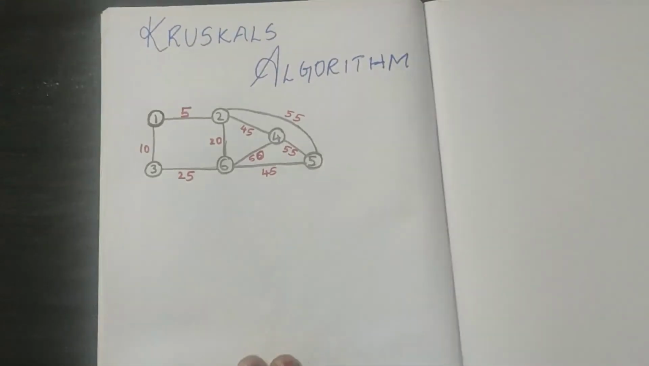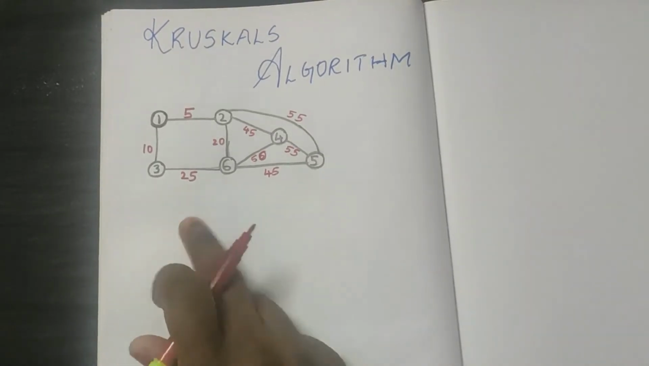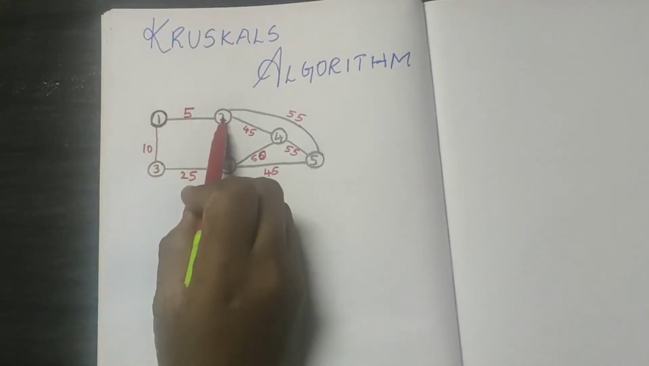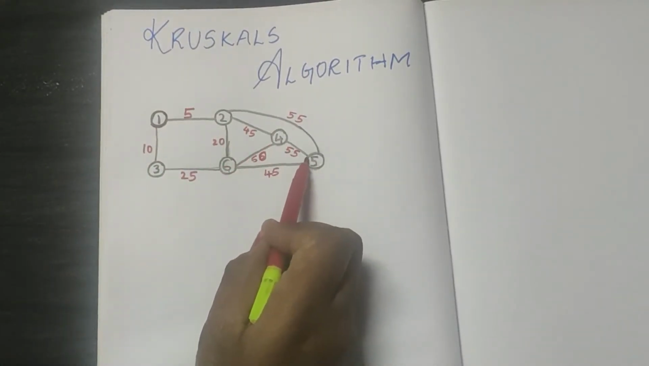Hello guys, so in this video we'll be learning about Kruskal's algorithm. So this is the graph which is given to us. Now 1, 2, 3, 6, 4 and 5. These are called nodes or vertices.